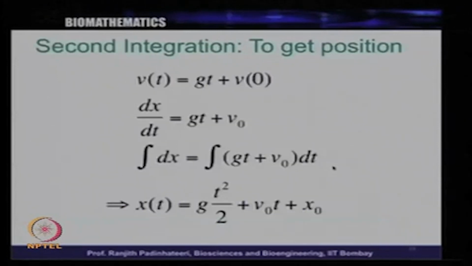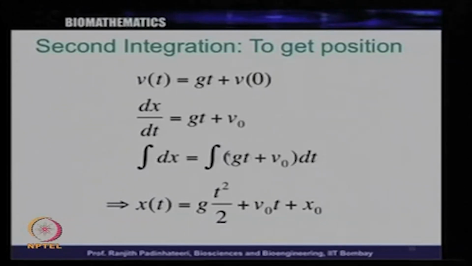Now, let us do the second integration. As of now we have v of t is g t plus v of 0. Now, we know that v is nothing but dx by dt. If we substitute v of t as dx by dt here, we have another differential equation. This is again a first order differential equation. You can multiply both sides with dt. So, what you will end up with is integral dx is integral of g t plus v 0 dt.